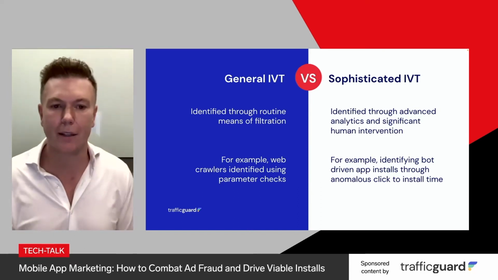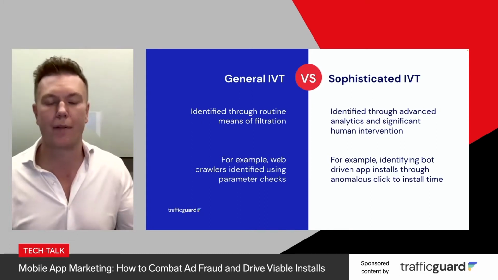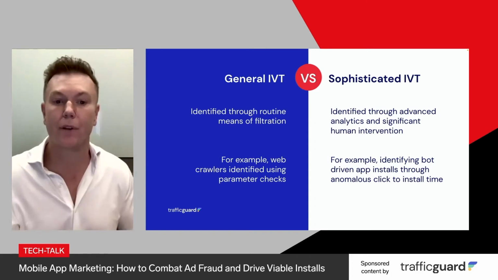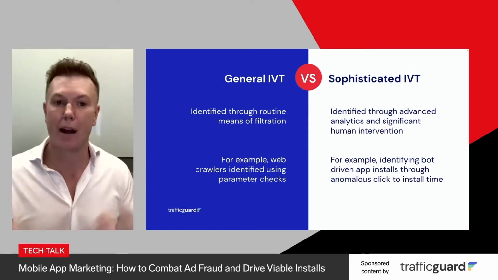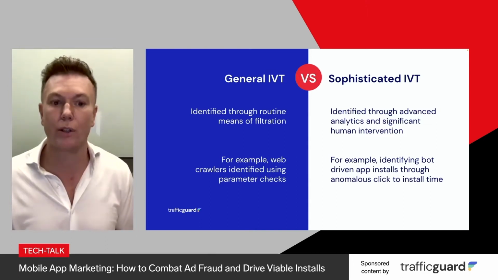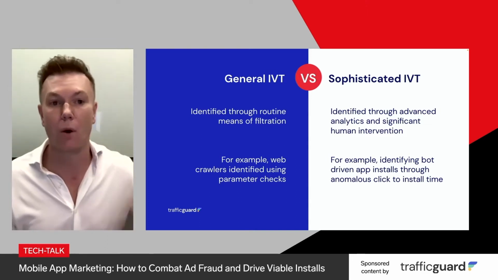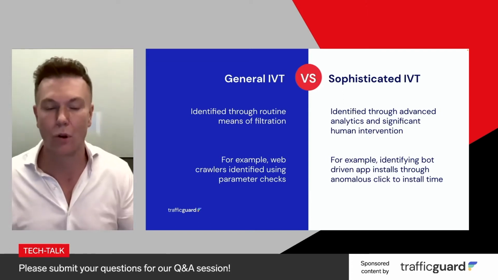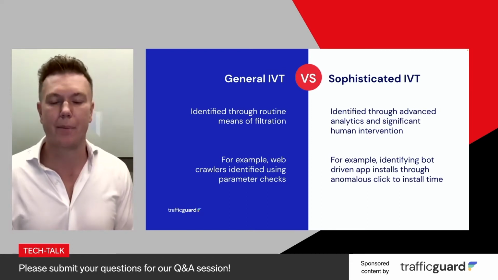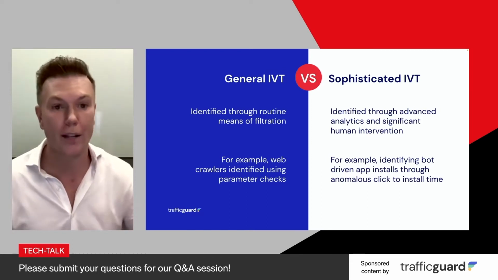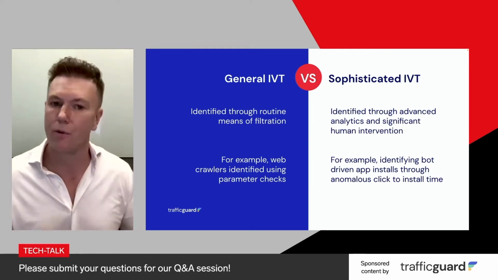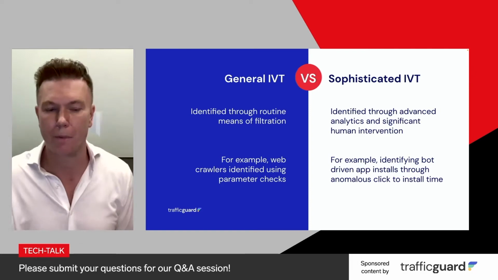To break that down a little bit further, general invalid traffic is any invalid traffic that can be found through routine means of filtration. So basically parameter checks and rules that allow us to quickly identify that it's not real traffic. A good example of this would be a web crawler. A web crawler will not come from a real user or have a device ID attached to it. Typically, it'll come from a known host or an enterprise server or a piece of malware.